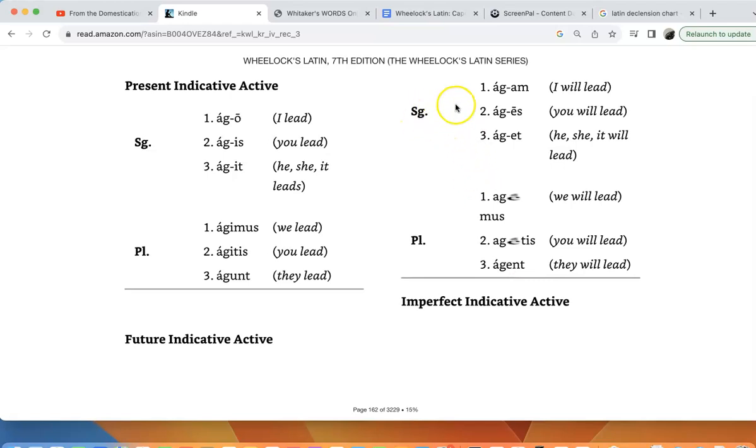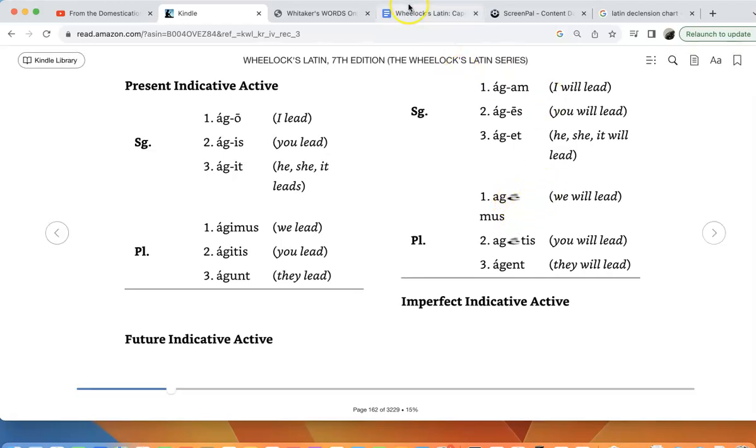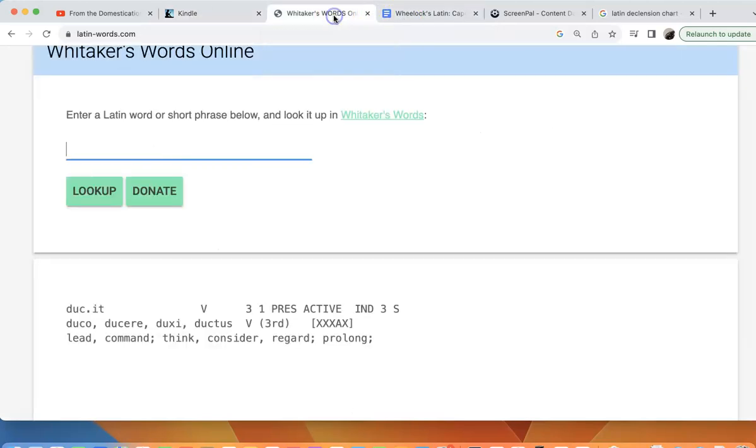So by person, we mean first, second, or third, and then by number, we mean singular or plural. But once again, since we don't do a lot of English into Latin, we just need to be able to recognize this as indicating the future tense. And then as always, if we're unsure, we'll look up words in either a dictionary or Whitaker's Words.